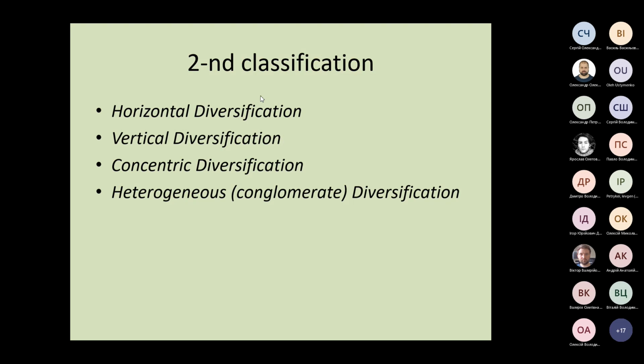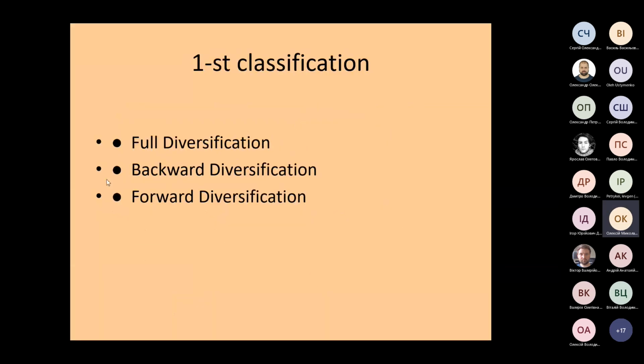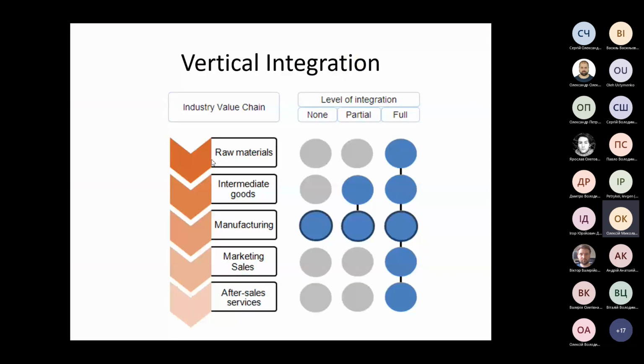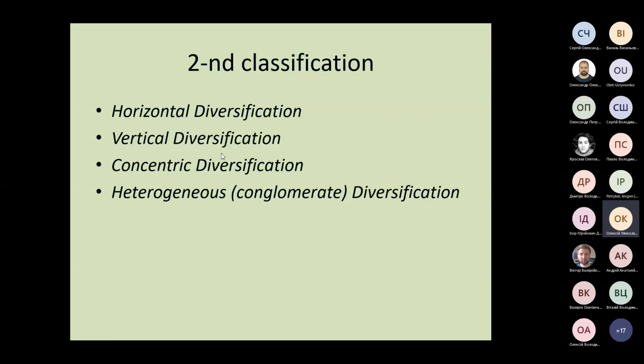The second classification divides the diversification strategy into horizontal, vertical, concentric and heterogeneous or conglomerate diversification. Let's speak about every diversification in detail. Actually, this classification is taken from the book New Corporate Strategy by Igor Ansoff. They presented a classification, but it is a little bit more detailed.